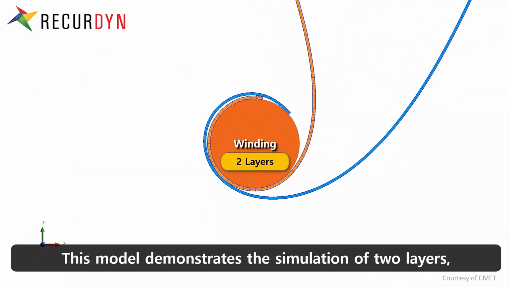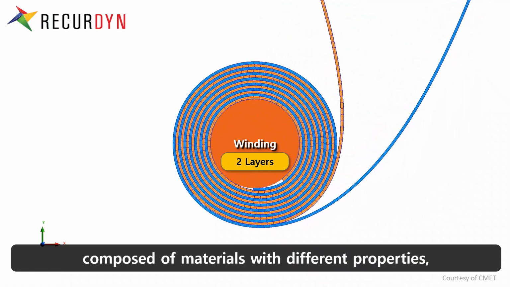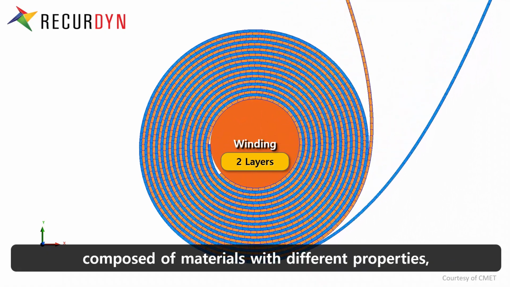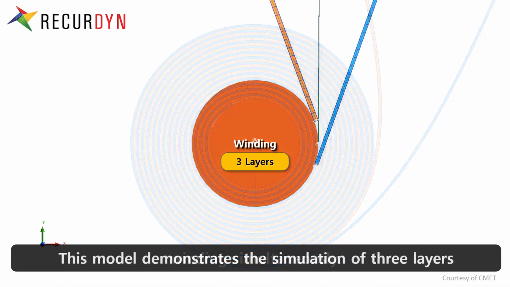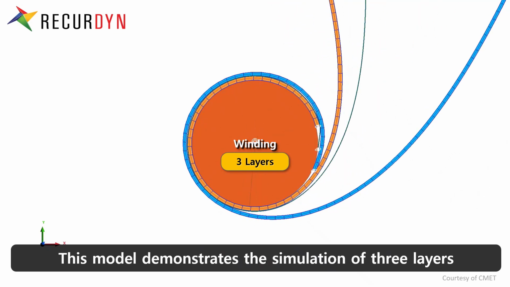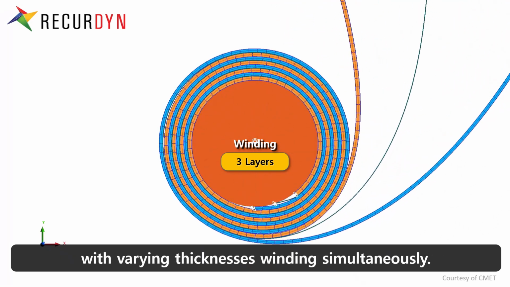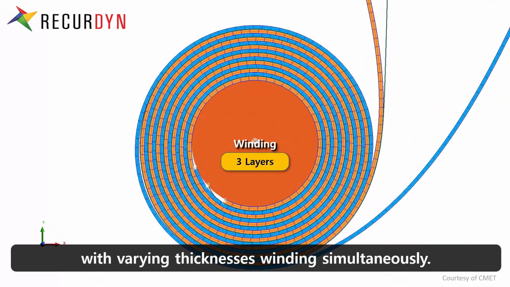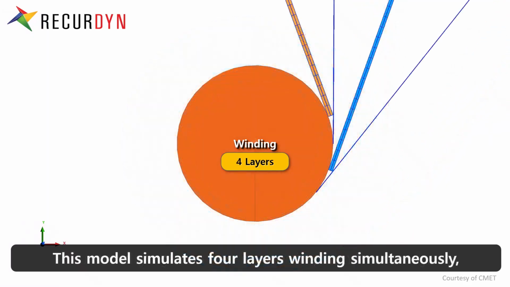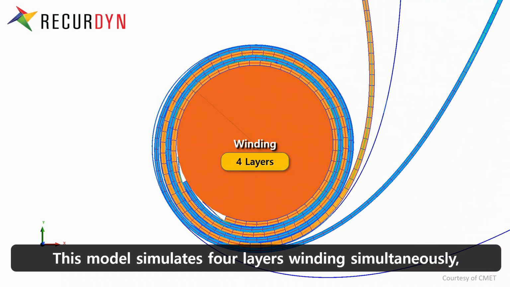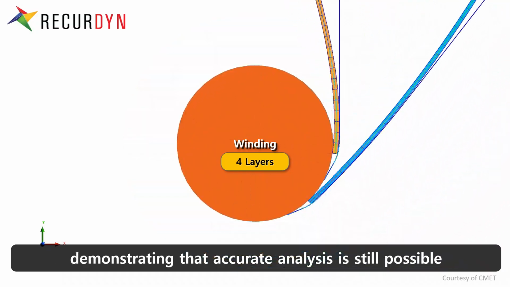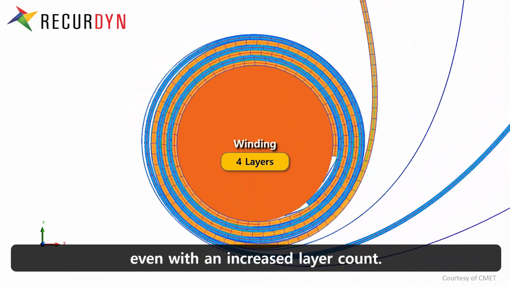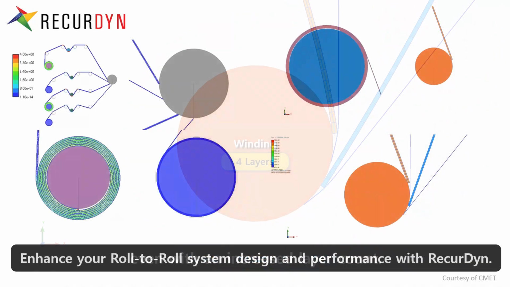This model demonstrates the simulation of two layers, composed of materials with different properties, winding simultaneously. This model demonstrates the simulation of three layers, with varying thicknesses winding simultaneously. This model simulates 4 layers winding simultaneously, demonstrating that accurate analysis is still possible, even with an increased layer count.